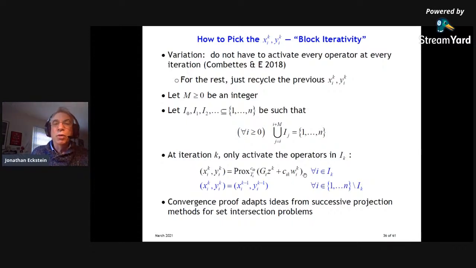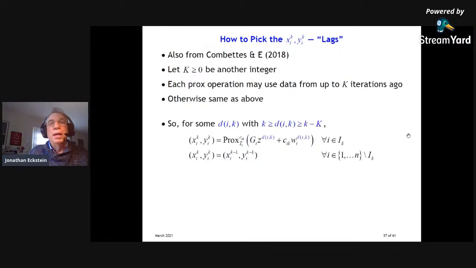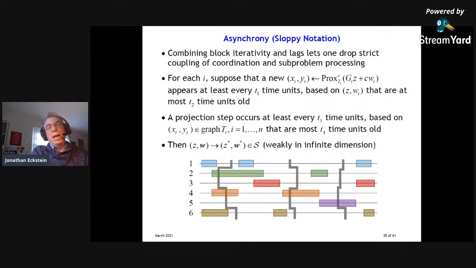Okay, so what we can do is, for the things we want to look at this iteration, we do this prox operation, and for the others, we just use the old one. Okay, and it turns out this still works. And then you can even have lags. Okay, so you can use old data for the ones that you do work on, it just has to be some bound on how old it is. Okay, and that means that you can actually now operate in an asynchronous way.